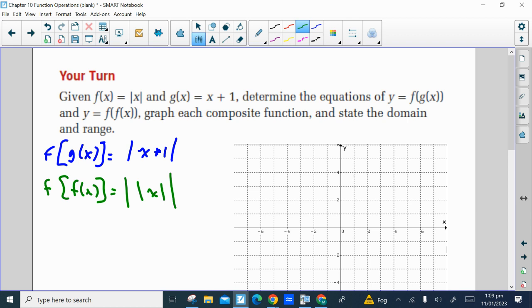So we're asked to graph each composite function. So the first one for f, that's the graph of y equals the absolute value of x, which remember is a big V shifted 1 to the left. Because here we have an h value of negative 1.